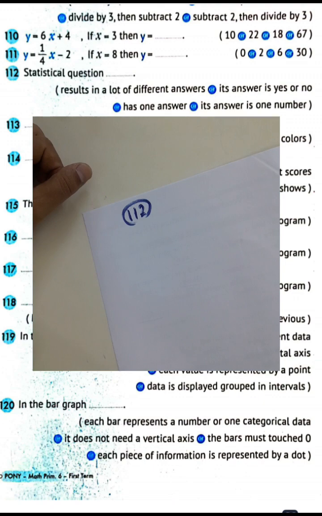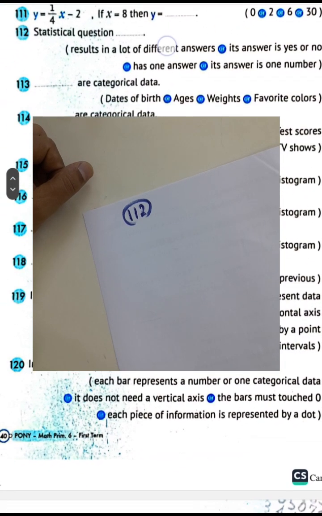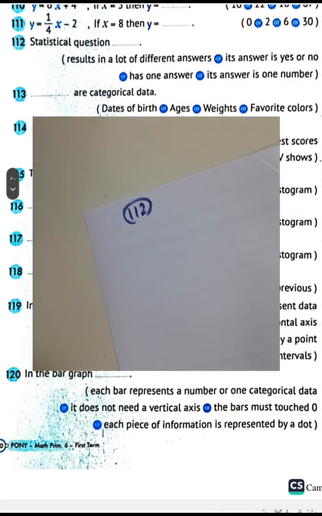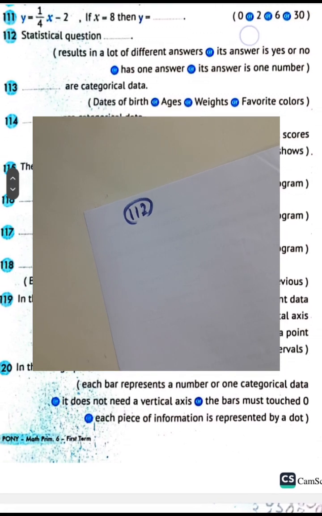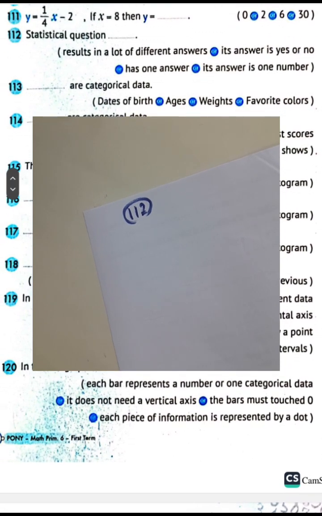Question 112. Statistical question: the result has a lot of different answers. It is not a yes or no answer, it does not have one answer, and its answer is not one number. A statistical question's result is a lot of different answers.